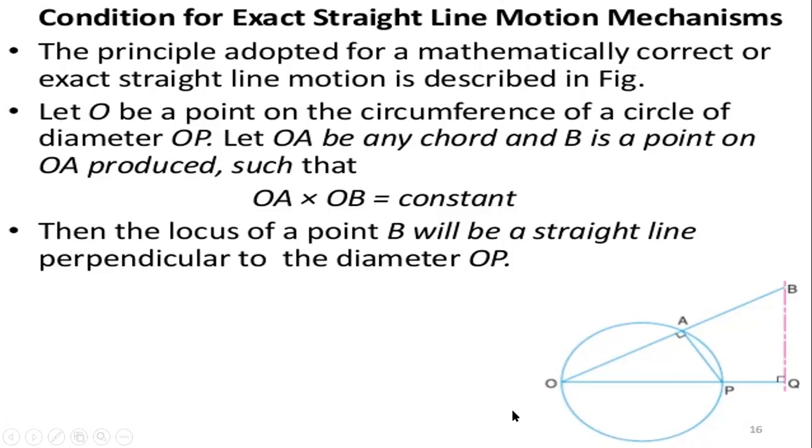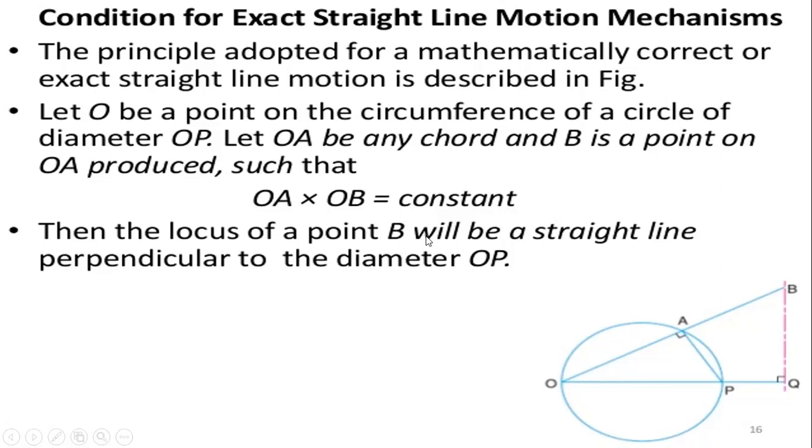So a chord never passes through the center in a circle, but a diameter must pass through the center. The highest length in a circle is the diameter, and B is a point on the OA produced. So B is the extended length of the OA line, such that OA is equal to OB. So OA into OB is equal to a constant, that is what we are going to show.